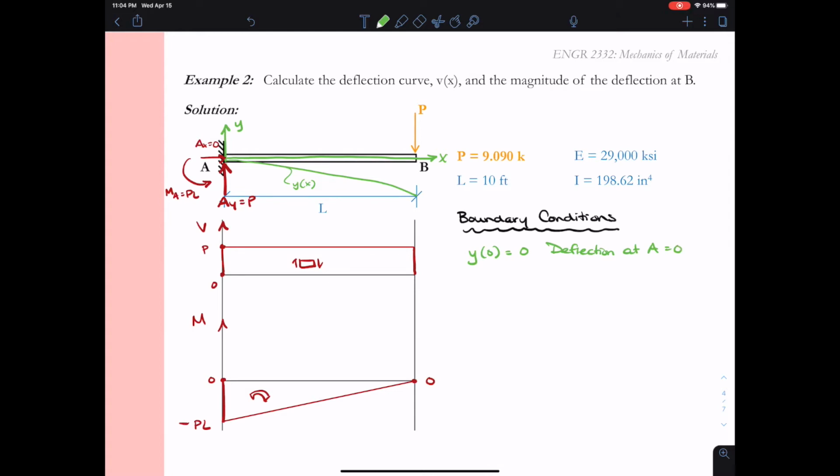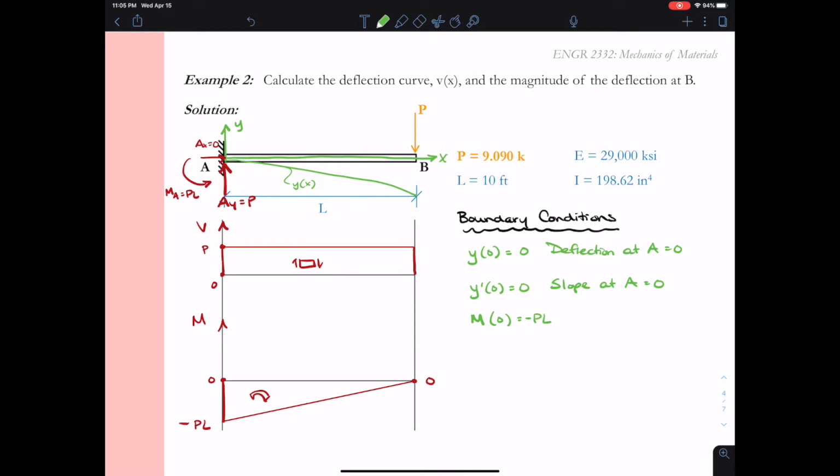What else do we know about fixed ends? Fixed ends have a slope equal to 0. So this is a big boundary condition. Anytime you see a fixed end, go ahead and put this boundary condition in there. The slope at A equals 0 because it is fixed at point A.